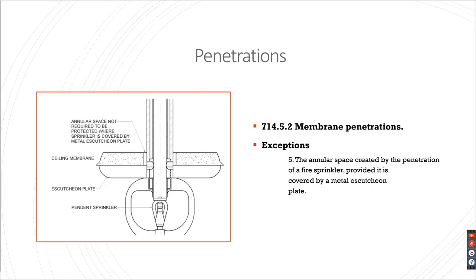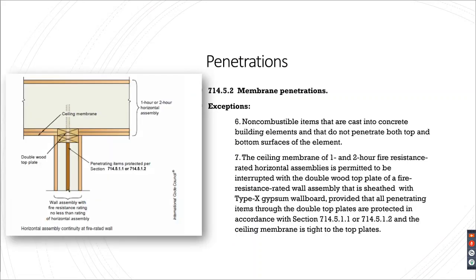And then the exceptions again for the sprinkler, where the annular space created by that penetration of the sprinkler is going to be covered by an escutcheon. And then if you've got a non-combustible item that is cast into the concrete building elements. Remember from the first time around, what are your building elements? Those are the items you see in Table 601. So make sure it's non-combustible. If it's cast into concrete building elements and doesn't penetrate both top and bottom surfaces of the element, it's saying that doesn't have to be protected that way.